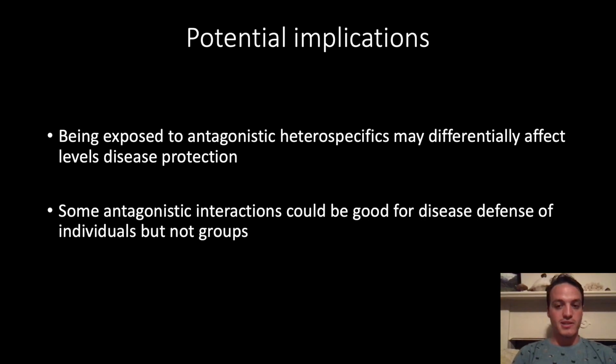Our results suggest that exposure to a dangerous antagonist may affect each level of the multi-level immune system differently, and that some antagonism may in fact increase immunity of individuals, but does not lead to an increased collective immunity.